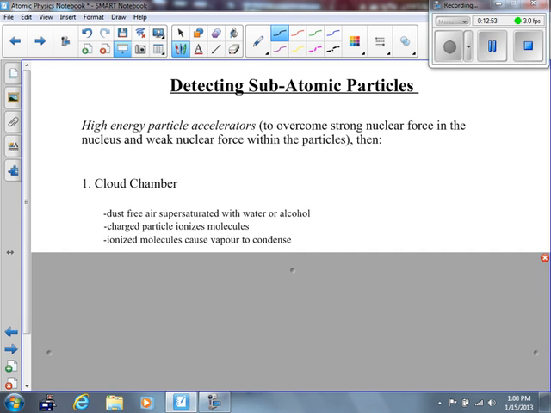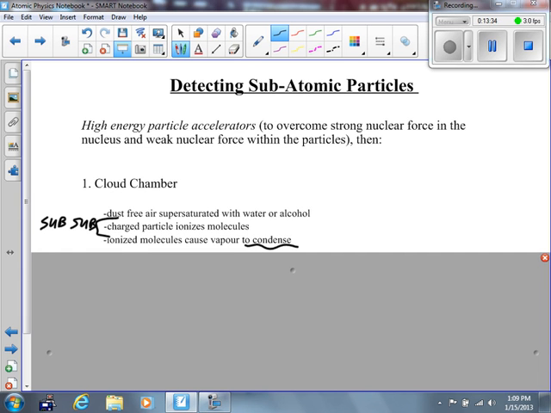When these protons break apart, you end up with tiny little charged particles that make up the protons. These charged particles, we'll call them subatomic particles, enter this cloud chamber. Then they ionize molecules within this cloud chamber. These ionized molecules cause the vapor, and that's exactly what we have here, a vapor, a gas, to condense. It produces a cloud, a condensation.